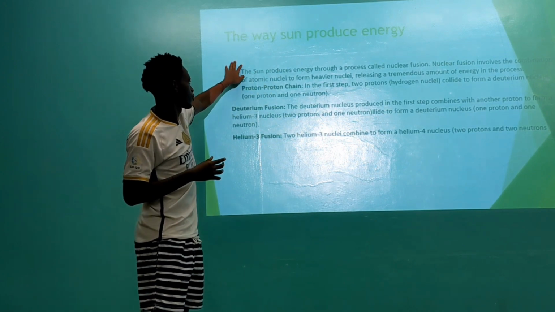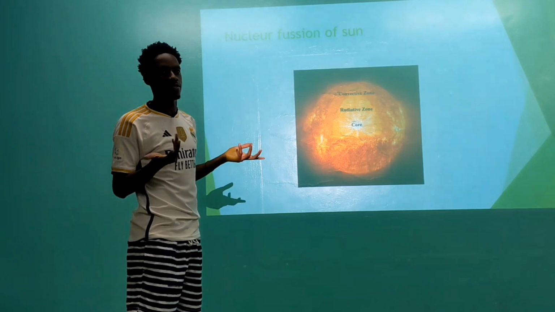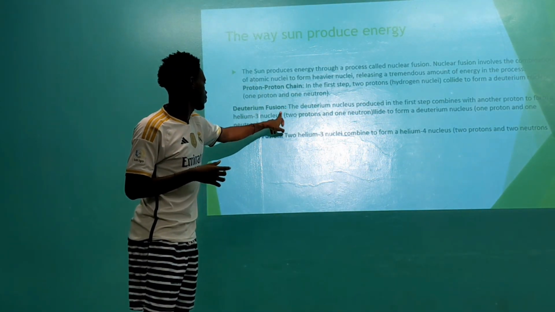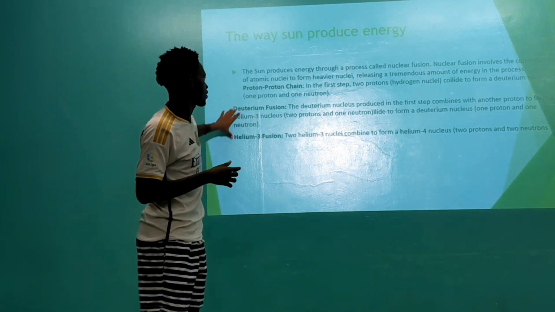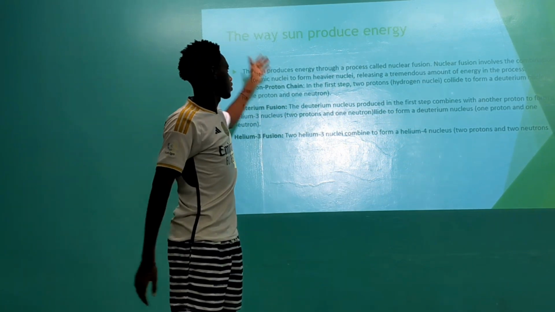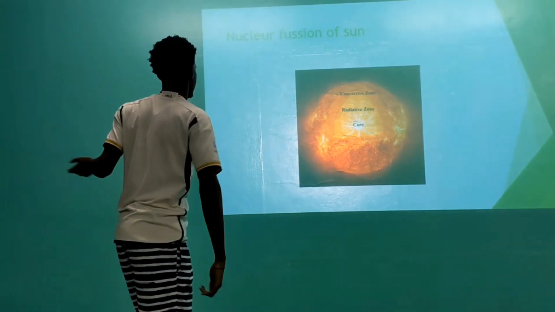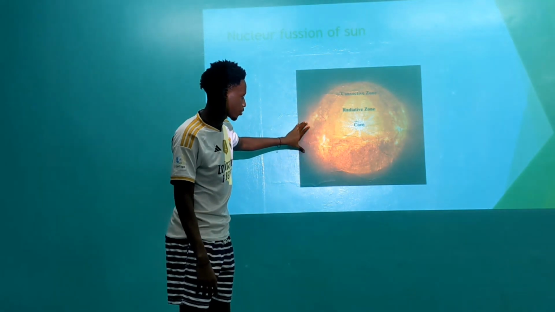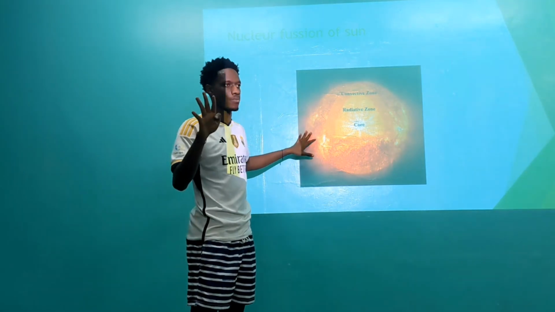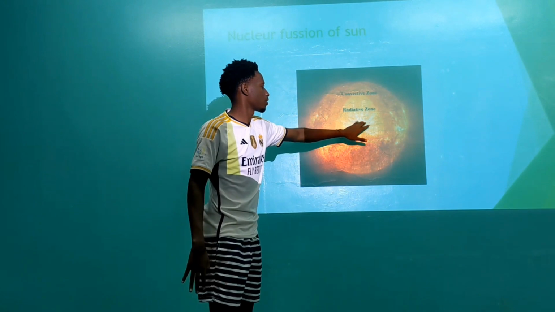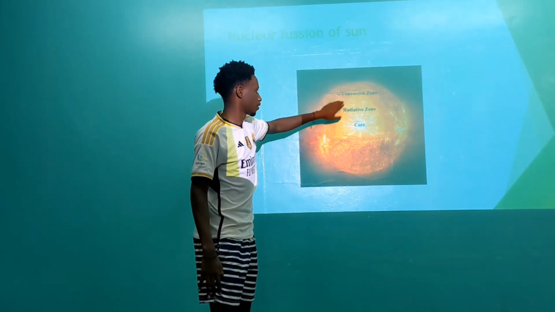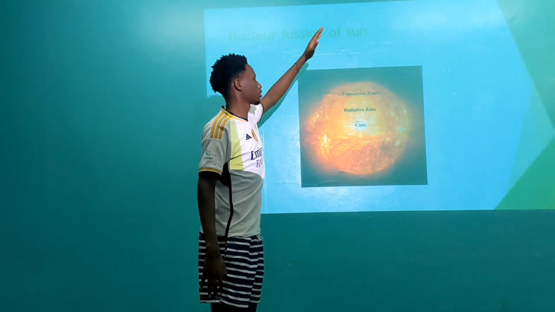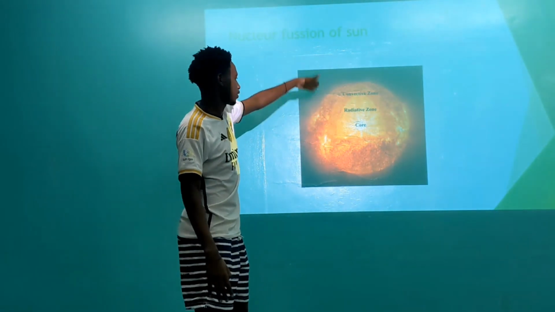Nuclear fusion also has ways or types: the proton-proton chain, deuterium fusion, and helium-3 fusion. These are the ways through which nuclear fusion occurs. Next slide. As you can see here, the illustration shows the sun. The sun has three main parts: the core, where the nuclear fusion takes place, the radiative zone, and the convective zone, the outermost part of the sun.